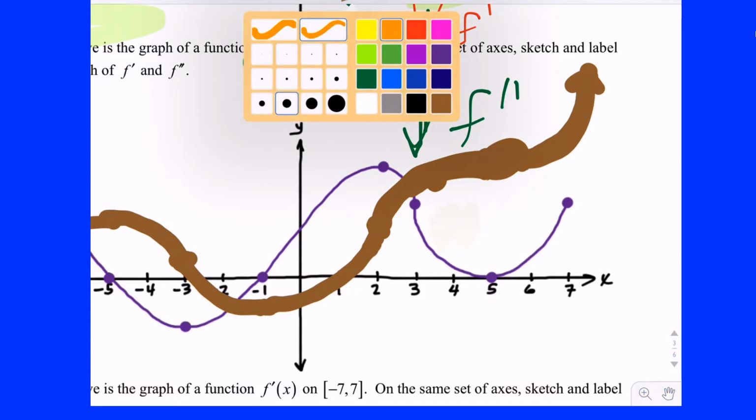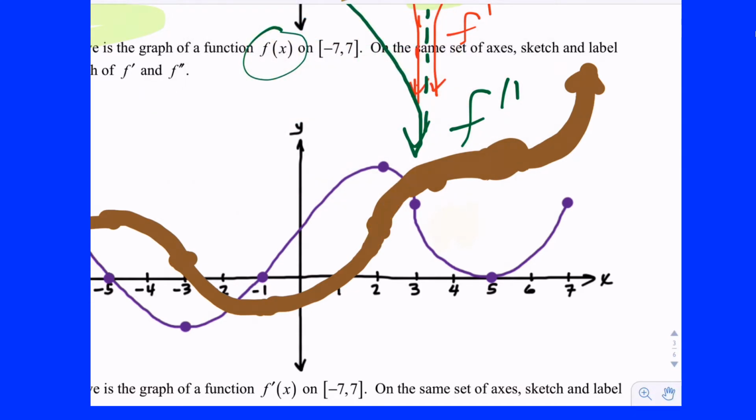I'll kind of trace through with orange. It's approaching like it's going to turn around, but then it makes like a good football move and then jukes and goes up.